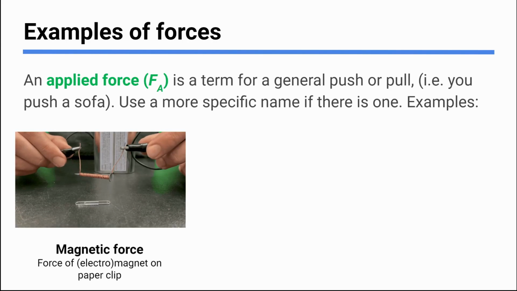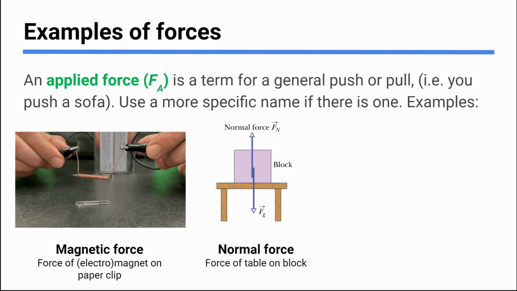Okay, but if it's something specific you want to name it, such as a magnetic force, which would be like a magnet, in this case an electromagnet, pulling on an object. So there we go. We got an electromagnet pulling on a paperclip. Normal force, we'll talk about this, but it's the force from a surface on an object to keep it from moving through the surface. So we got like the force of the table pushing up on that block there. We would call it the normal force.